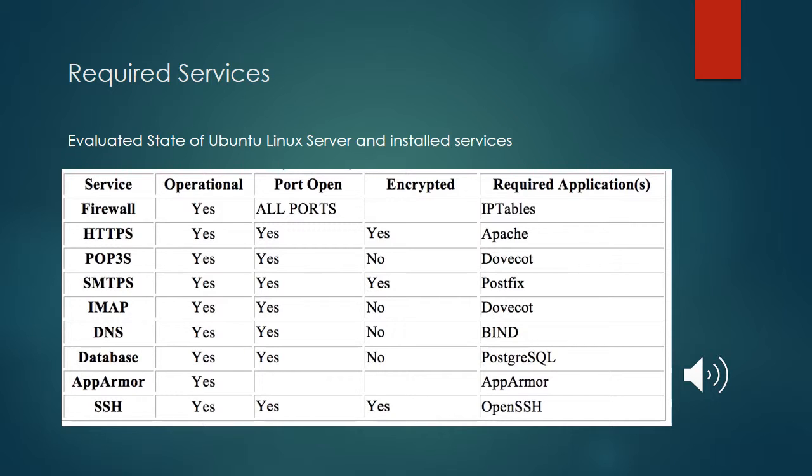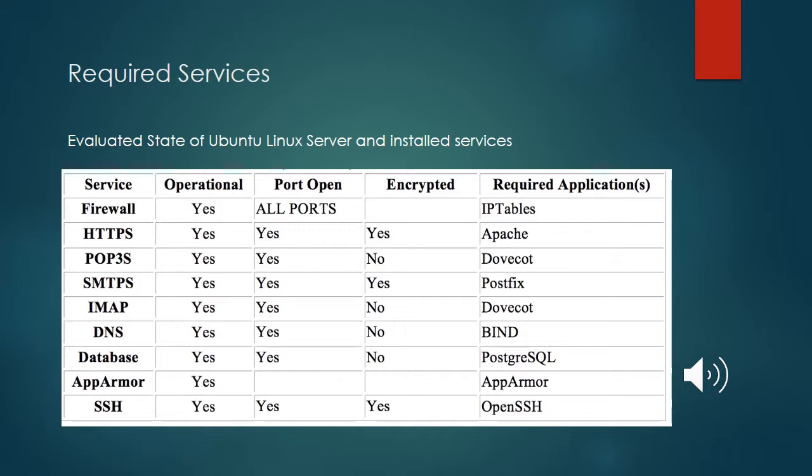The DNS service was using the BIND application within Linux. It was operational. The port was open. However, this service was not encrypted. The database that was installed on the Linux server was using PostgreSQL. The database was installed and the ports were open. However, this was not encrypted.